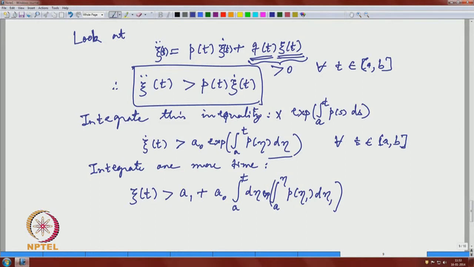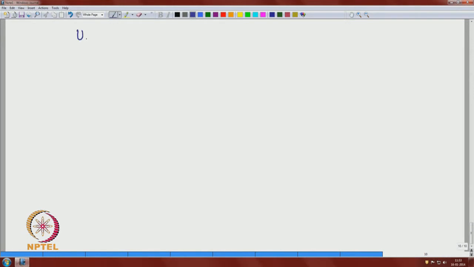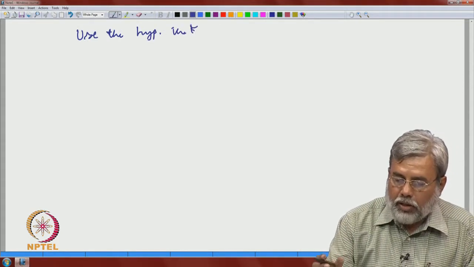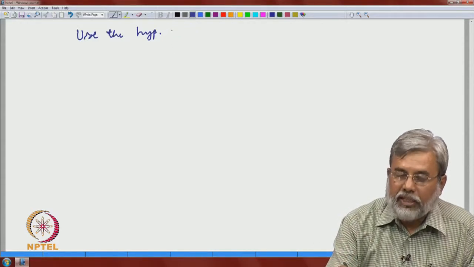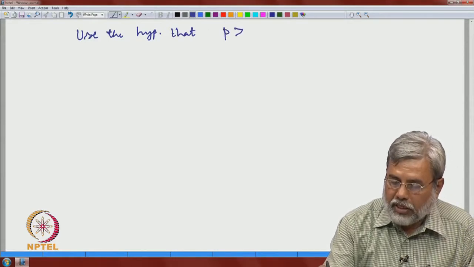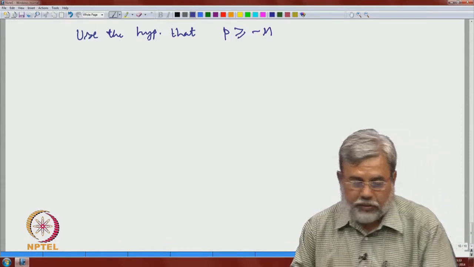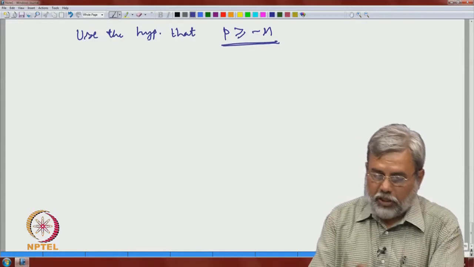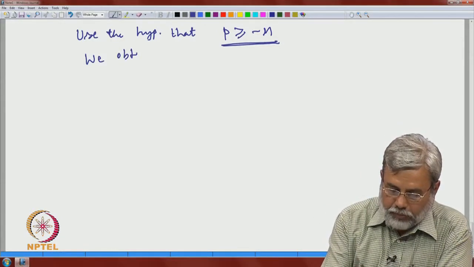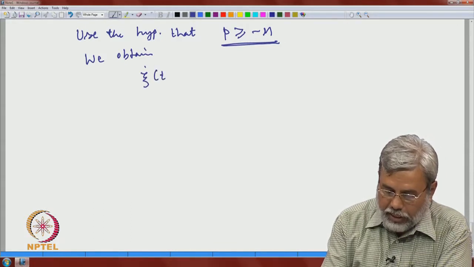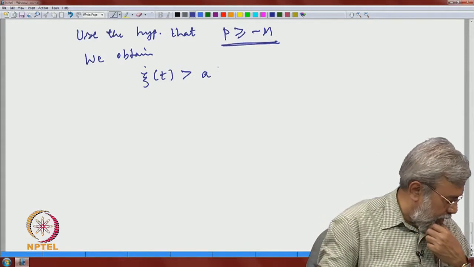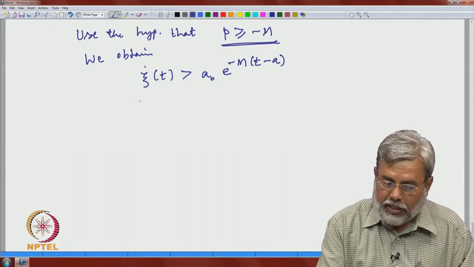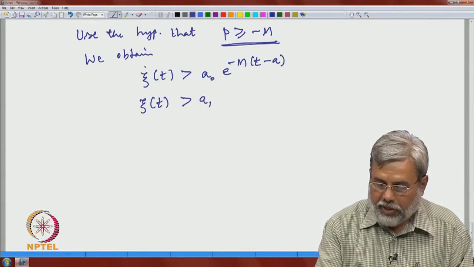Okay. Now, you use the hypothesis. So use hypothesis that mod p is less than or equal to m. So, we are just using one sided. So, p is bigger than or equal to minus m, okay. M is some positive constant, okay. And then if you plug in this hypothesis on p, so we obtain j dot t is bigger than a 0 e to the minus m t minus a, and j t bigger than a 1 plus a 0.